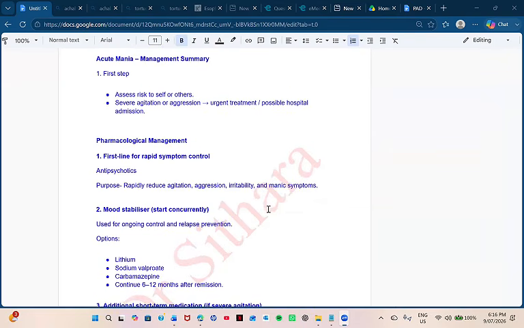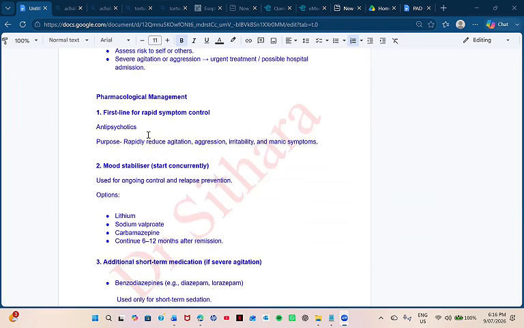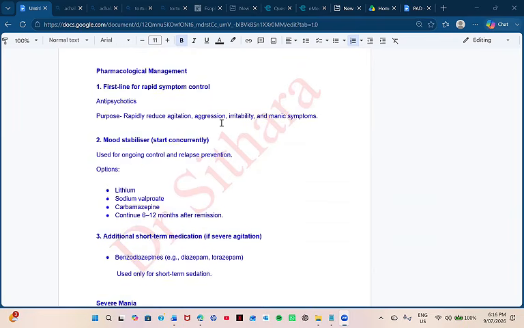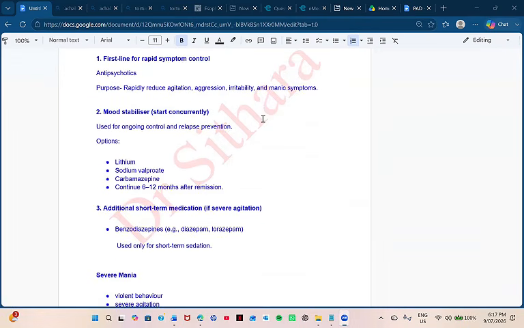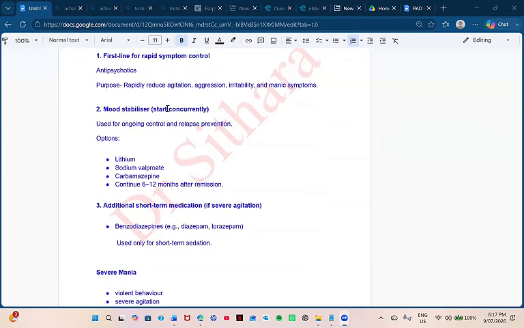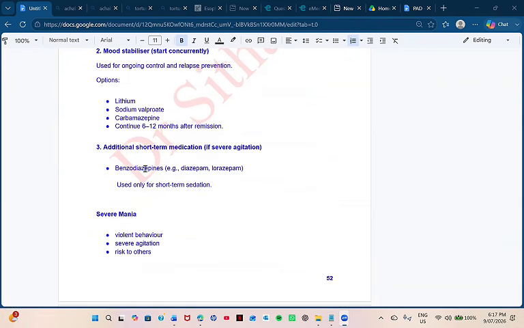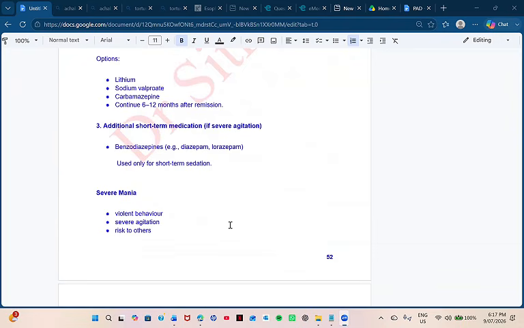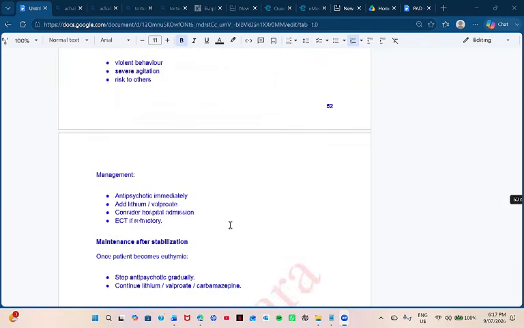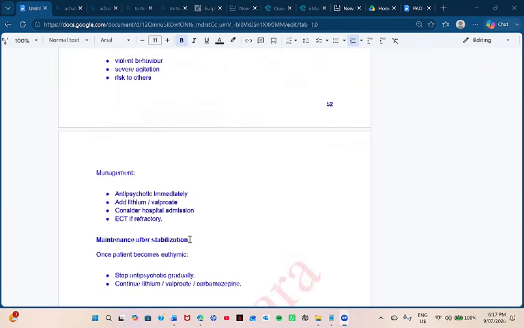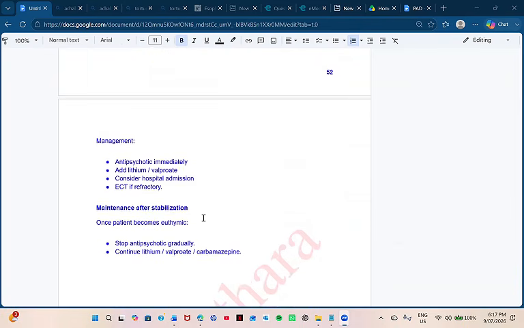Okay, acute mania summary. First step, assess the risk to self and others, as I discussed. Pharmacological first line: rapid symptom control by antipsychotic, to rapidly reduce agitation, aggression, irritability and manic symptoms. Mood stabilizer started concurrently for ongoing control: lithium, sodium valproate or carbamazepine, continued 6 to 12 months after remission. Additional short-term medications include benzodiazepines. In severe mania, patients can present with violent behavior, severe agitation, risk to others. Management: antipsychotic immediately, add lithium or valproate, consider hospital admission and ECT if refractory.